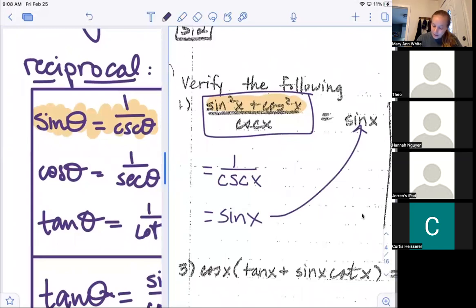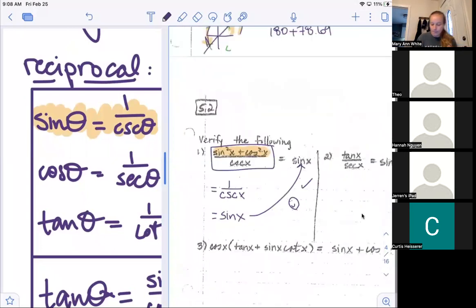So I did it. I like to put a little smiley face. Ooh, that's a crappy smiley face. Try again. That's not great, but it's all right. Or a check mark or something to show, look, that's what my answer was and I got it. So we did it. First one's done. Anybody have any questions yet? Okay, we're gonna go to number 2.